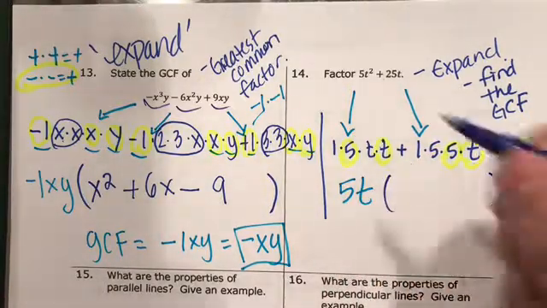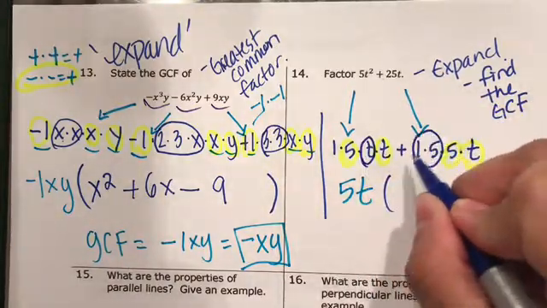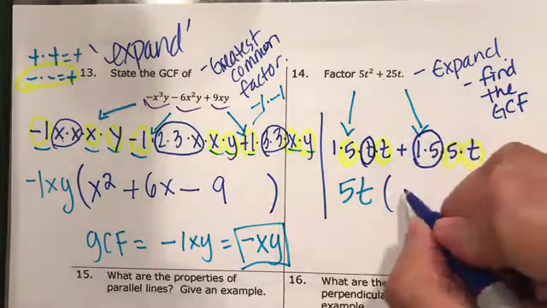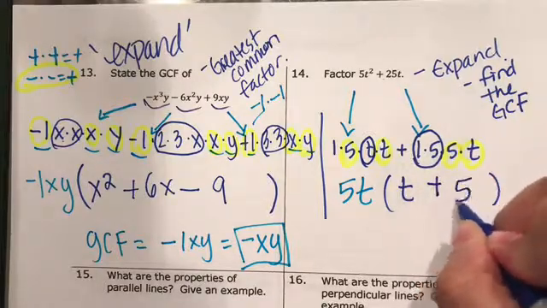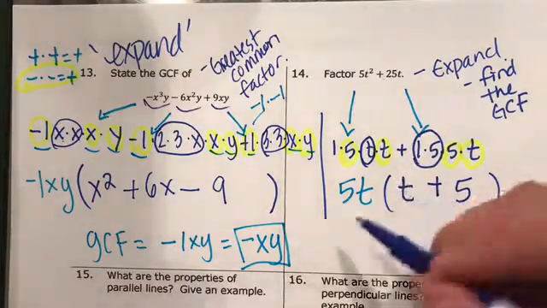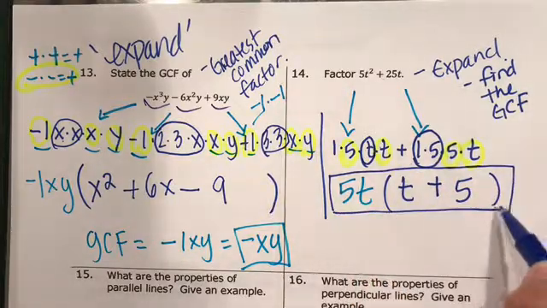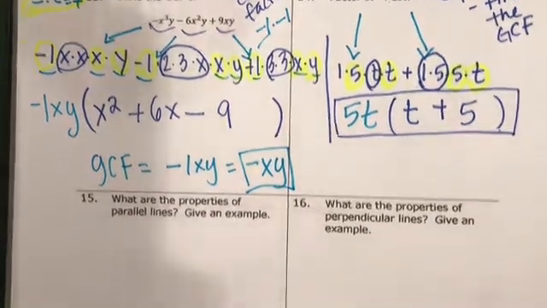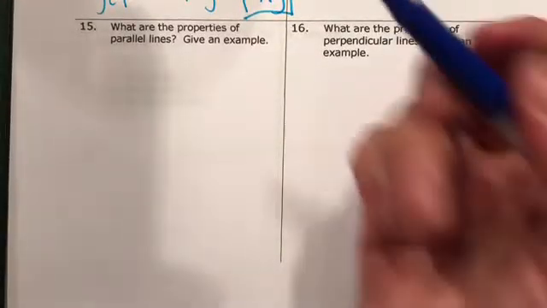Whatever is left over, I'm going to put into this binomial. So I'm going to have t, I didn't change the sign, plus 5. So this is going to be the factored form of 5t squared plus 25t. Okay. Number 15, what are the properties of parallel lines?